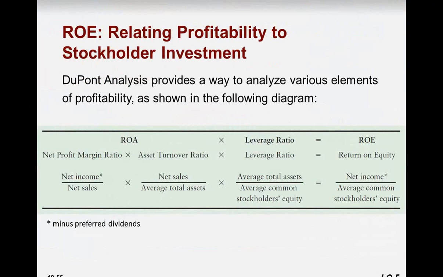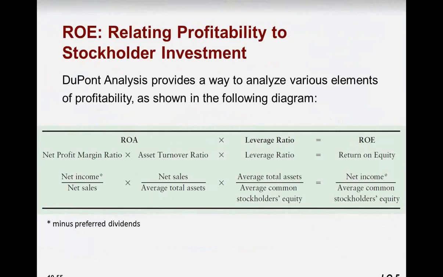Relating profitability to stockholders' investment, the ROE formula. This is the DuPont analysis. It provides a way to analyze various elements of profitability as shown in the following diagram. You are not expected to memorize this. You do not have to have it memorized for your final exam that is proctored. It's the ROA times the leverage ratio equals the ROE. You take your net profit margin ratio times the asset turnover times the leverage ratio to get your return on equity.